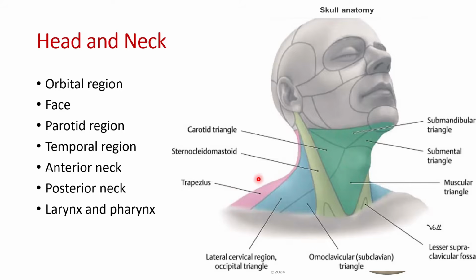Then posteriorly, we usually have the occipital triangle, suboccipital triangle, and then you'll also have the subclavian triangle. Subclavian triangle and occipital triangle, those are the 2 triangles.